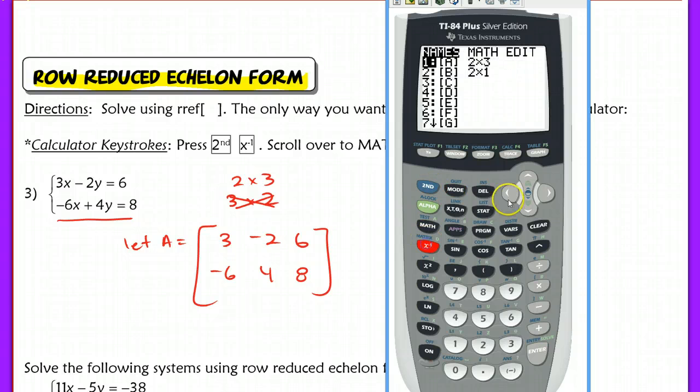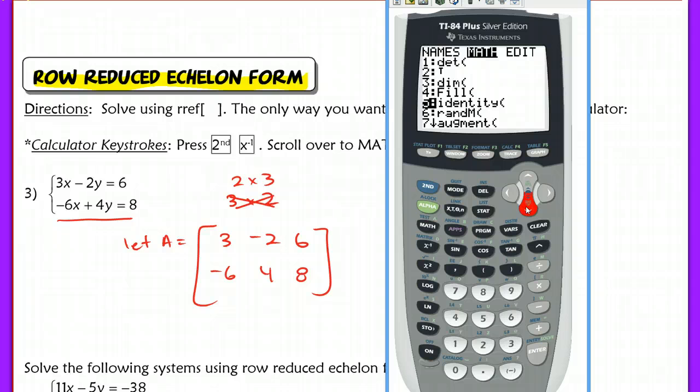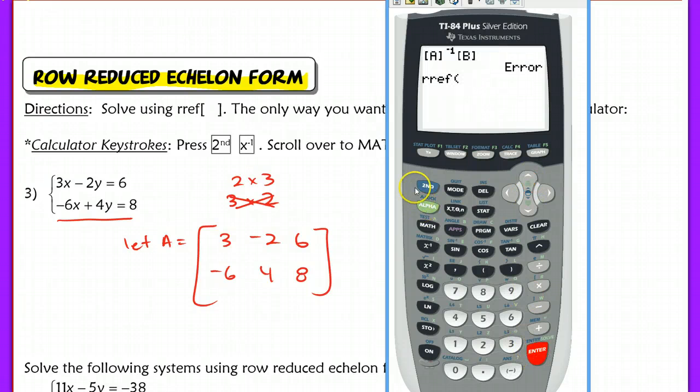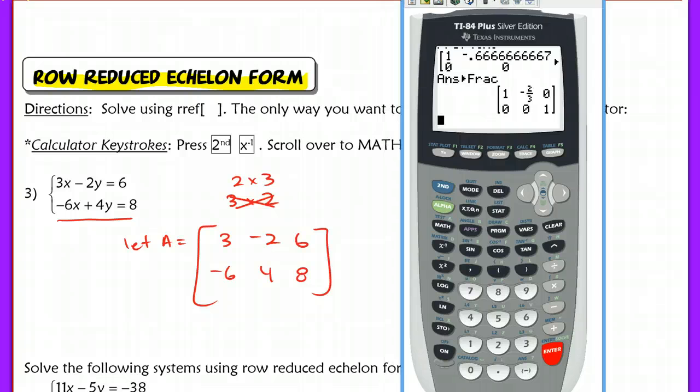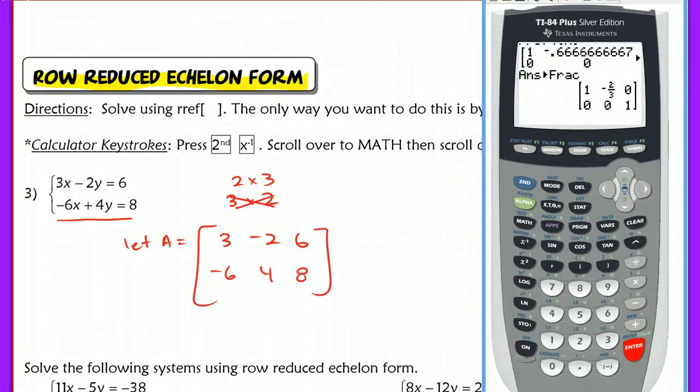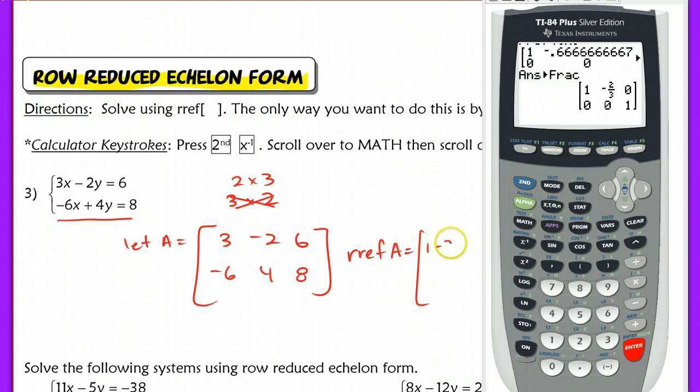So second matrix, scroll over to math, scroll down to RREF. Oh, went too far. And now enter matrix A. Hit enter, and that's going to spit out your answer. Since I see this decimal here, I'm going to hit math, enter, enter to convert that to a fraction. And so I get this nice matrix here, and it says that the row-reduced echelon form of matrix A is 1, -2/3, 0, 0, 0, 1.